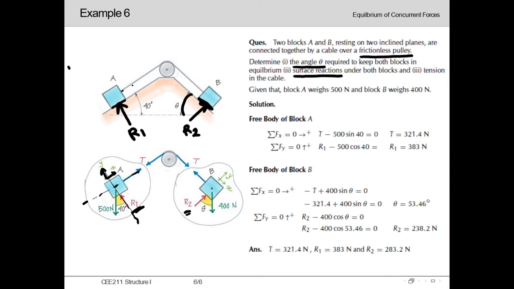The block has been attached with this tension cable T, so there will be a tensile force T. This is our surface reaction R1, and then we also have self weight for block A, which is 500 Newton. So this 500 Newton will be acting directly downward. We know that self weight always acts perpendicular downward. So this 500 Newton is acting here, and this 500 Newton is acting at an angle of 40 degree.